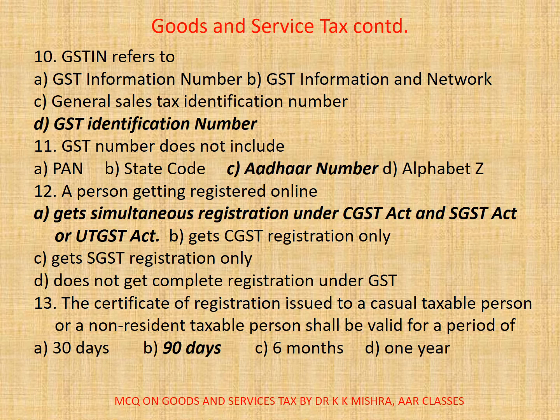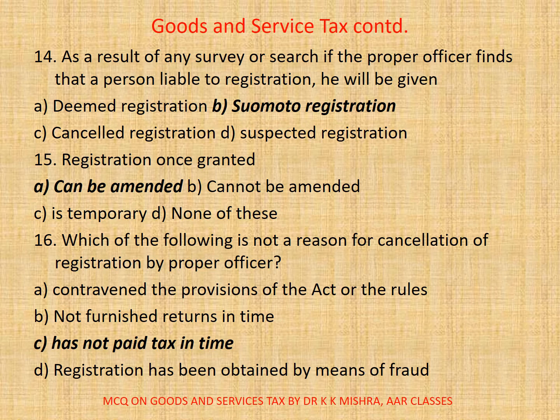13. The certificate of registration issued to a casual taxable person or a non-resident taxable person shall be valid for a period of: A. 30 days. B. 90 days. C. 6 months. D. 1 year. The correct option is B. 90 days.